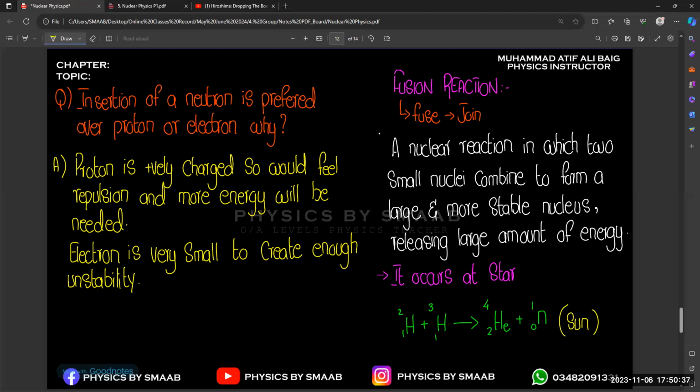We will discuss the same process in space physics also, how hydrogen helps to form the helium nucleus, because helium is heavier as compared to hydrogen. So we combine two smaller nuclei of hydrogen and make a heavy nucleus of helium. Okay, so this is the fusion reaction. Any confusion?